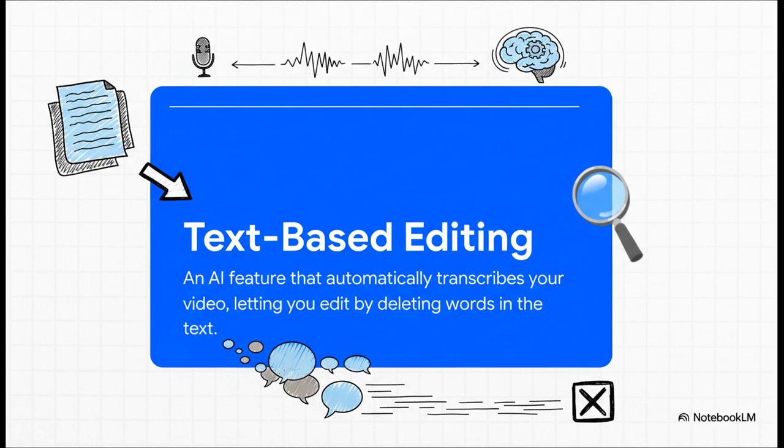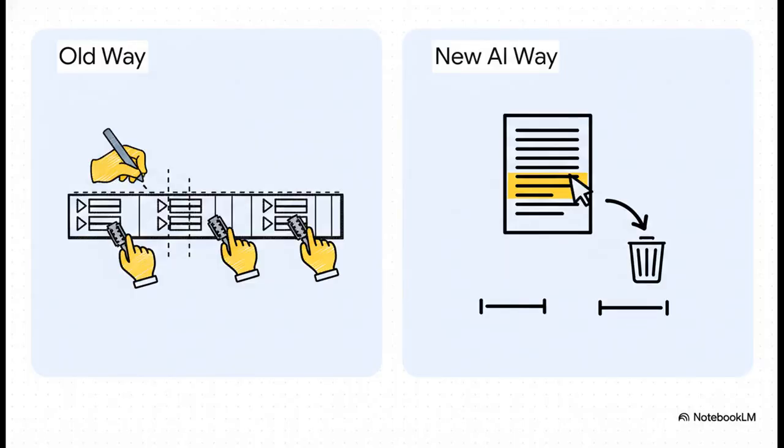And from there, you don't edit by scrubbing through the timeline. You edit by reading. If you find a mistake or a sentence you want to cut, you literally just highlight the words in the transcript and hit delete. That's it. So what does this actually mean for you?